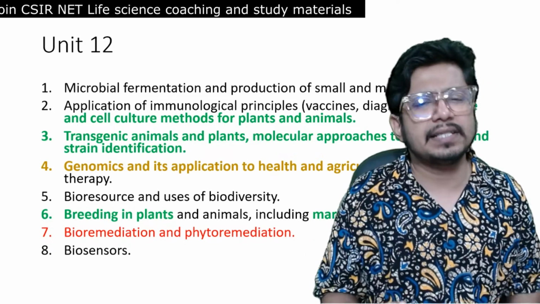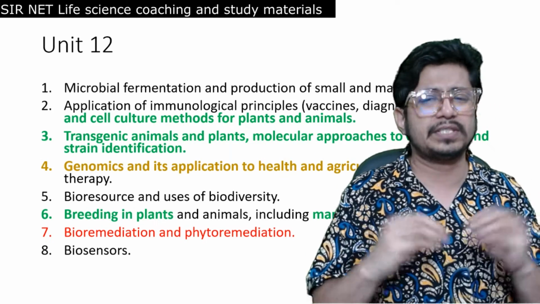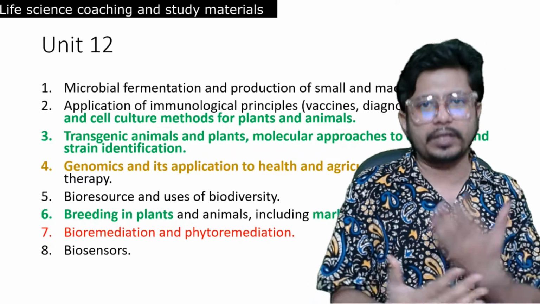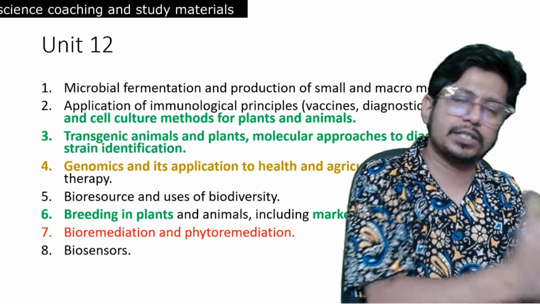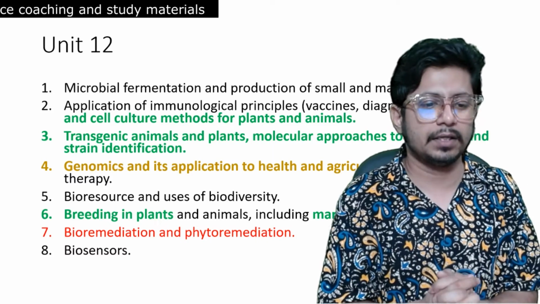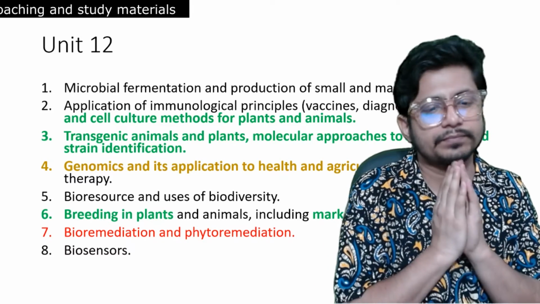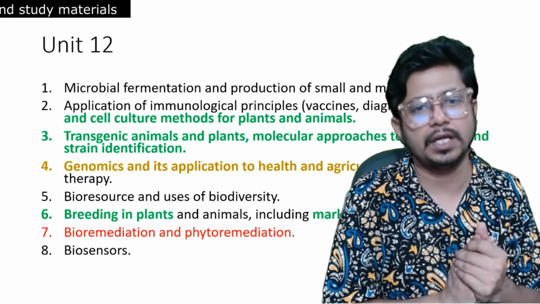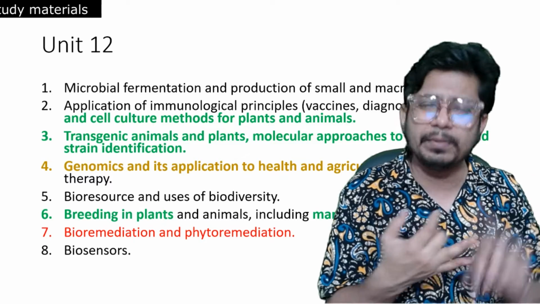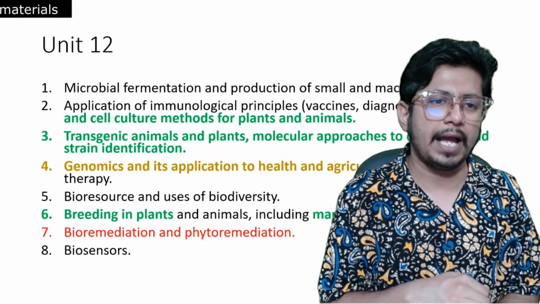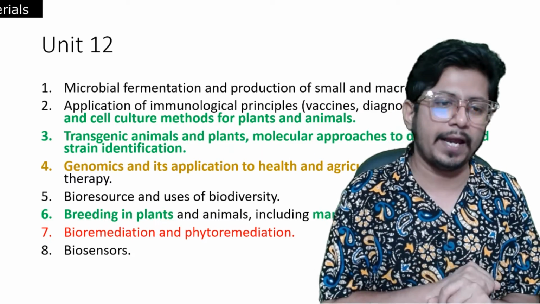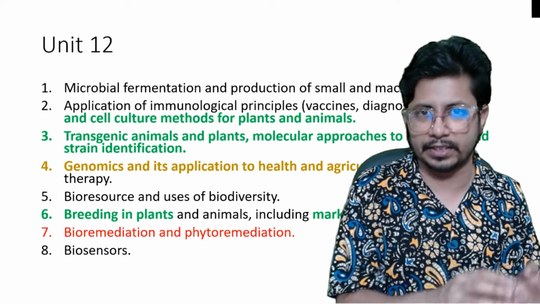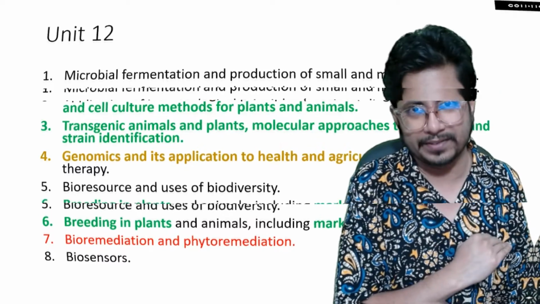So in this list you can see there are many topics that remain untouched. They don't ask questions quite often from these topics. The important ones are plant agricultural biotechnology and transgenics, production of transgenic animals and plants, plant tissue culture, animal tissue culture to an extent, and gene therapy and gene knockout, knockdown systems. Apart from that, marker assisted selection and plant breeding. These are important topics.